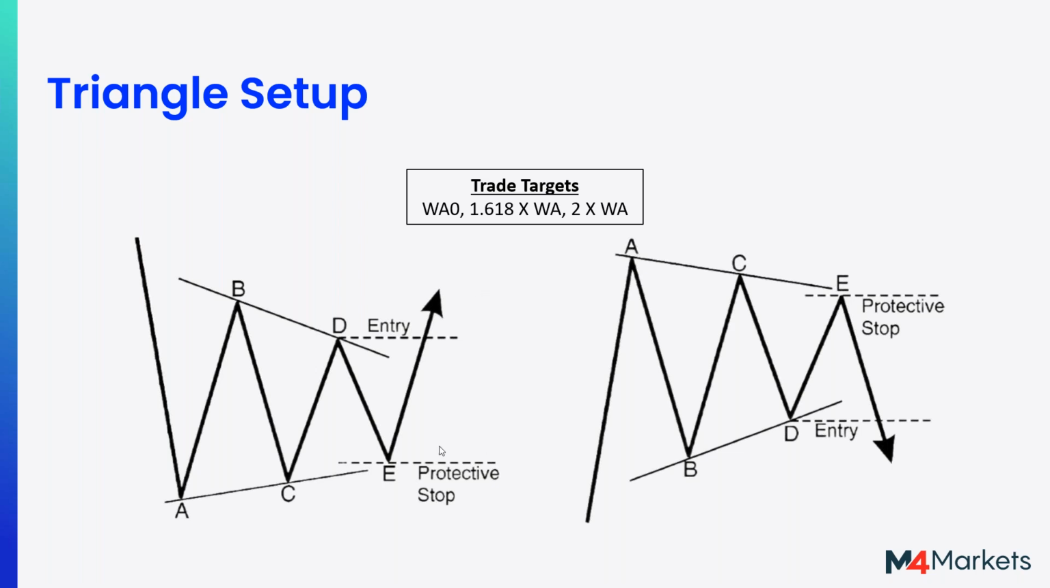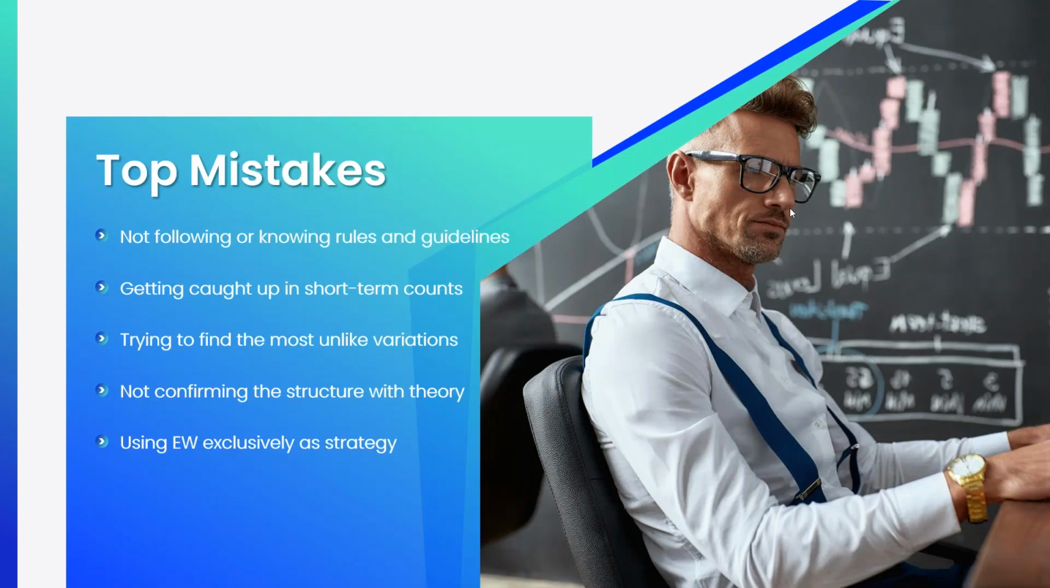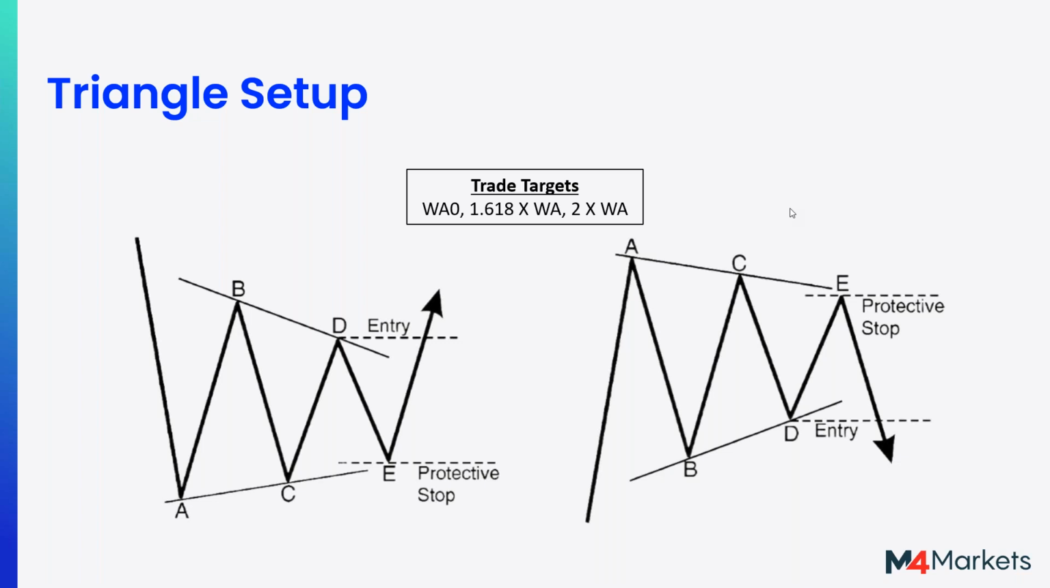Triangle setup. The triangle setup is wave D, the last wave before the last, right? And the stop is either at wave E or just below wave C. I prefer the wave C approach a little bit more, to be fair. And then the target is the beginning of wave A, which is all the way where we started coming off down, from 161 of wave A, and then 2 of wave A as well, which is otherwise called a measured move. And that is it with the setups as well, guys.